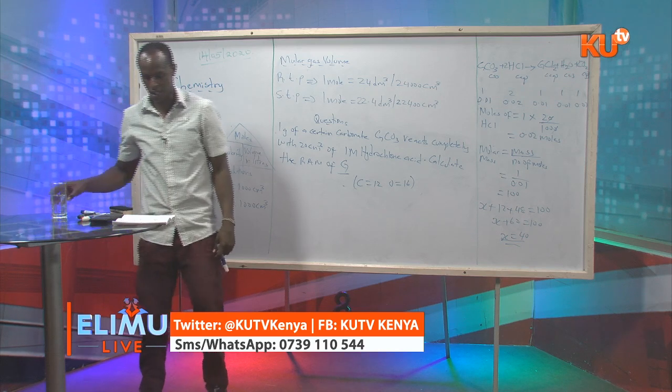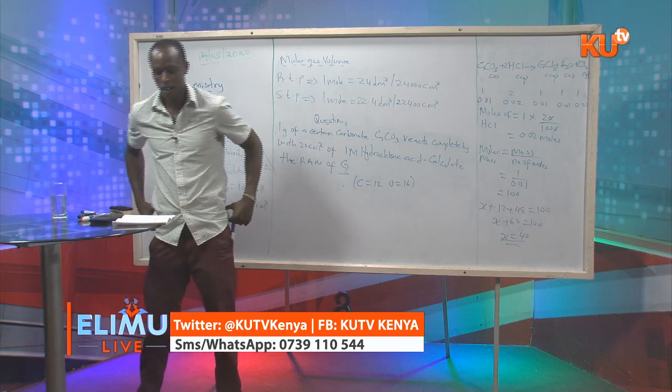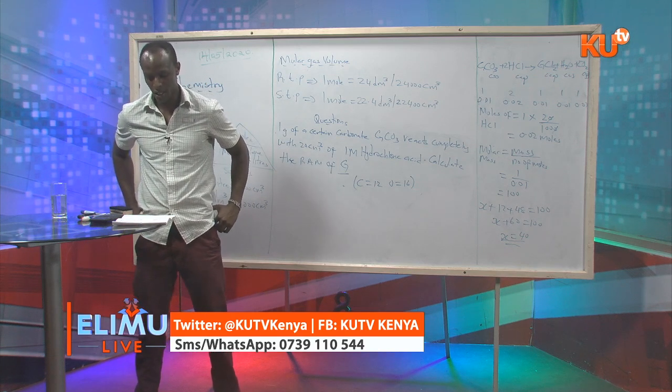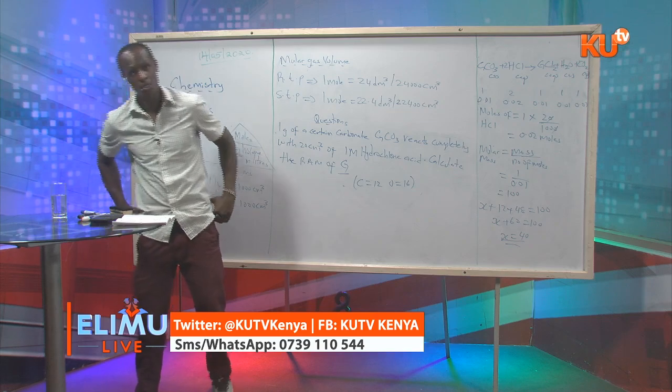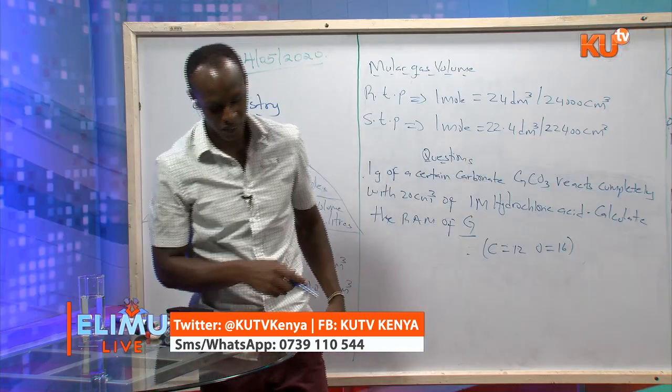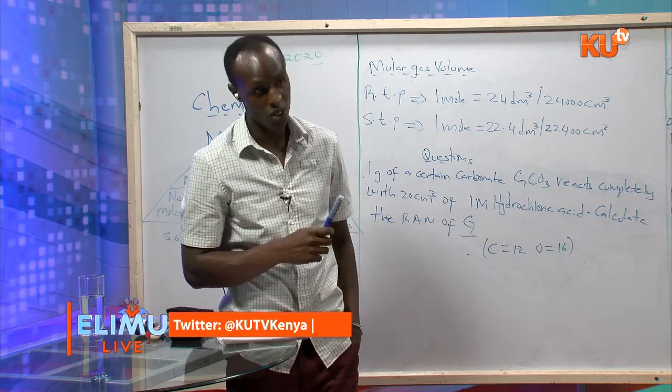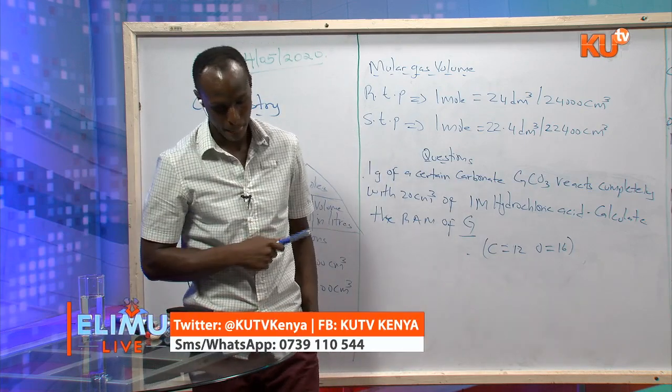When lead 2 nitrate is heated, one of the products is a brown gas. Question A, write the equation for the reaction.